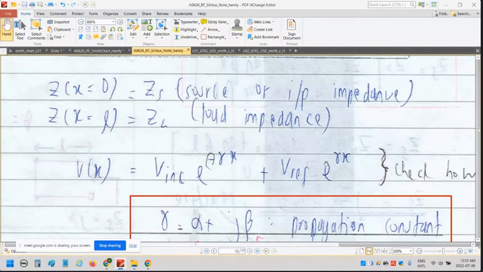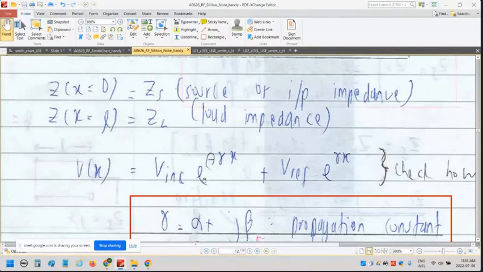This one comes from communication engineering, so they got this formula. For your task, you do not need to derive how to get this one. You need to know how to use this formula. So Vx is V incident multiplied by e, where e is an exponent. You can take the value from the calculator, so the value is e equal to 2.71.